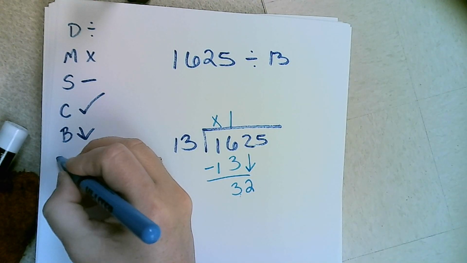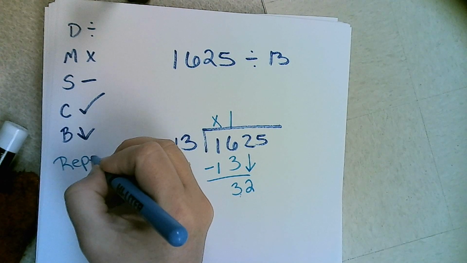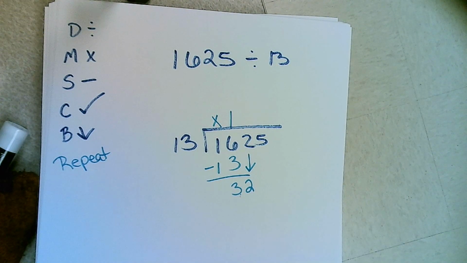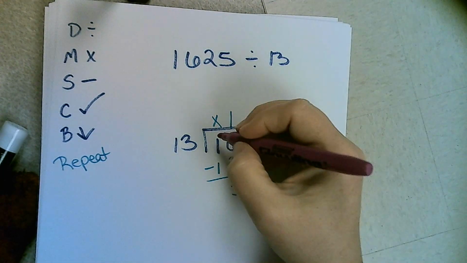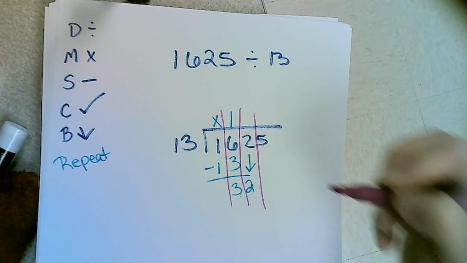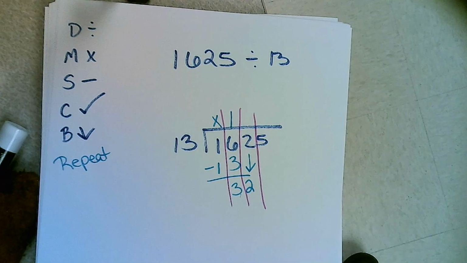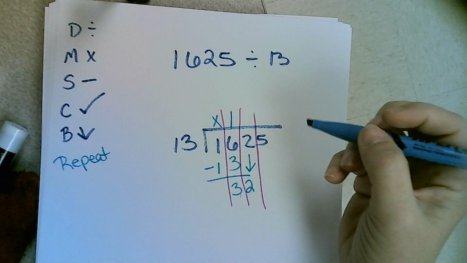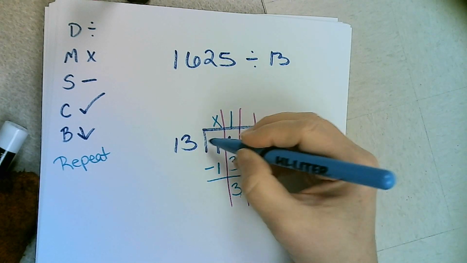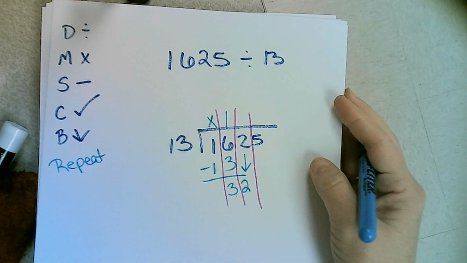And then I repeat. All right, then you repeat it. So I go back to divide. Now, if you notice, I'm keeping all of my lines all in nice, orderly columns. All right, it's really important you do that with division. So now we have 32, and I'm going to divide it by 13.